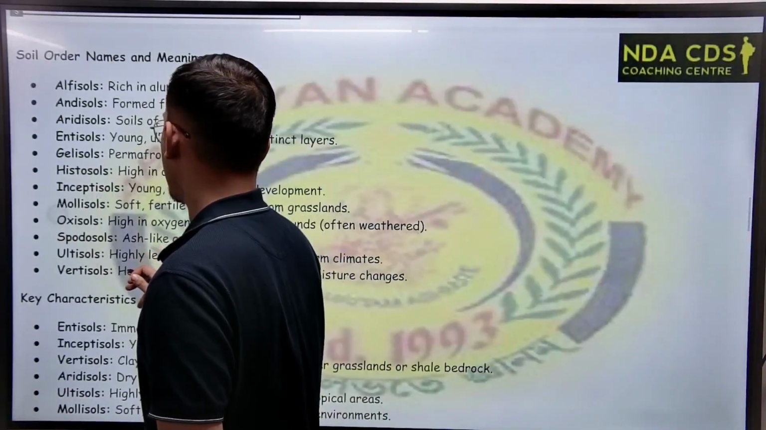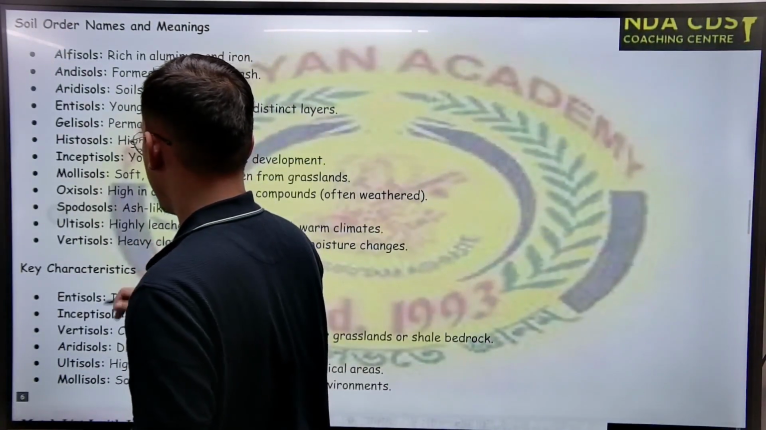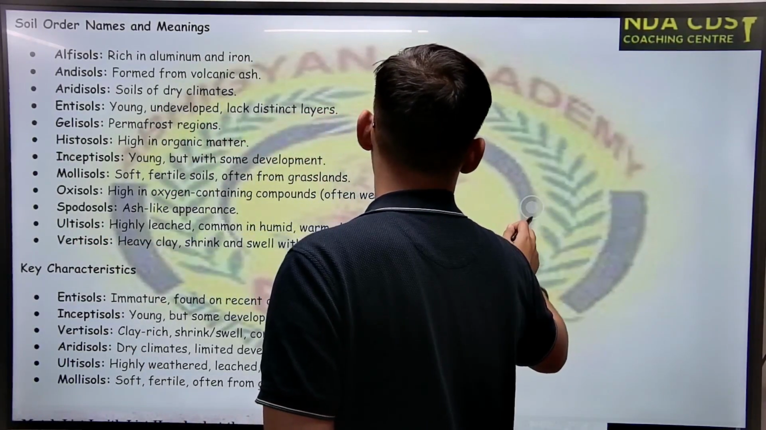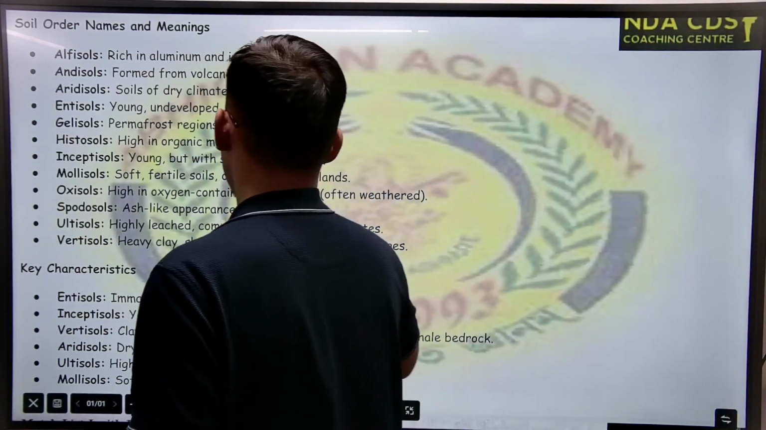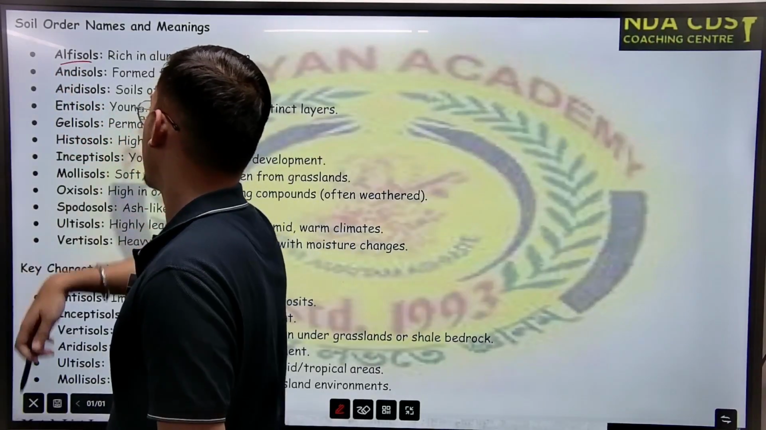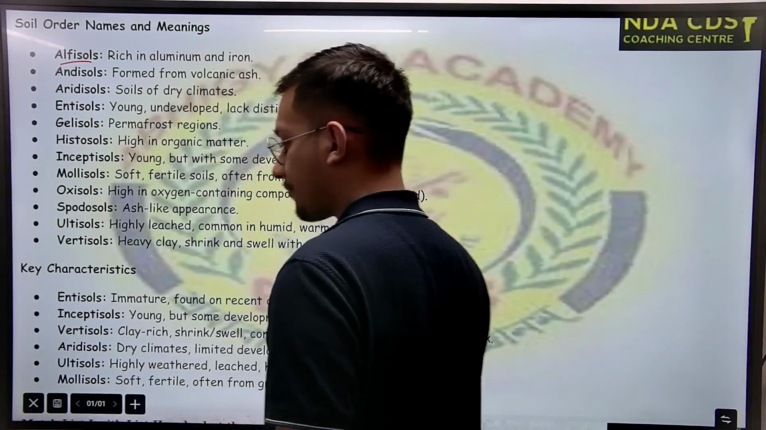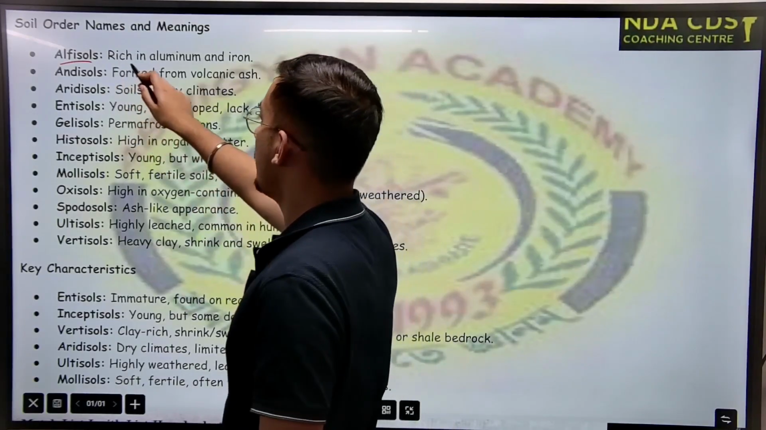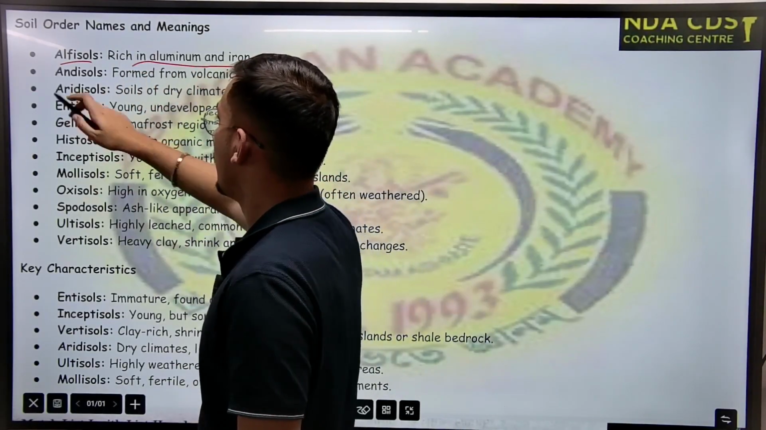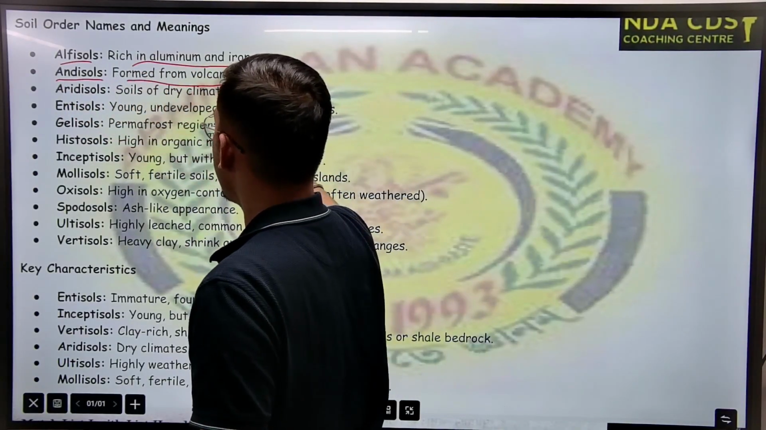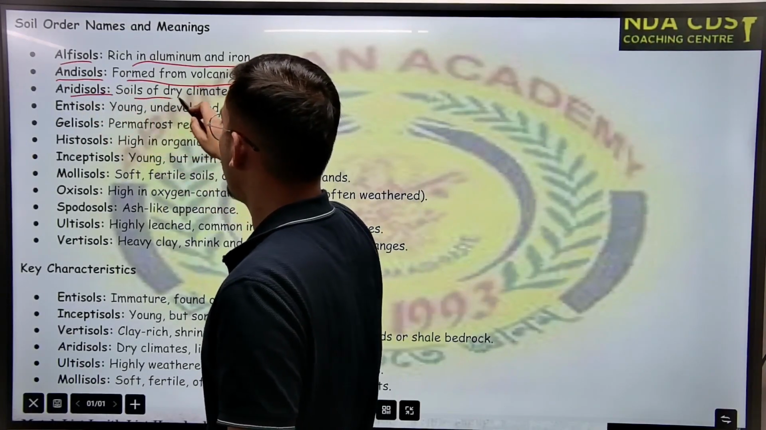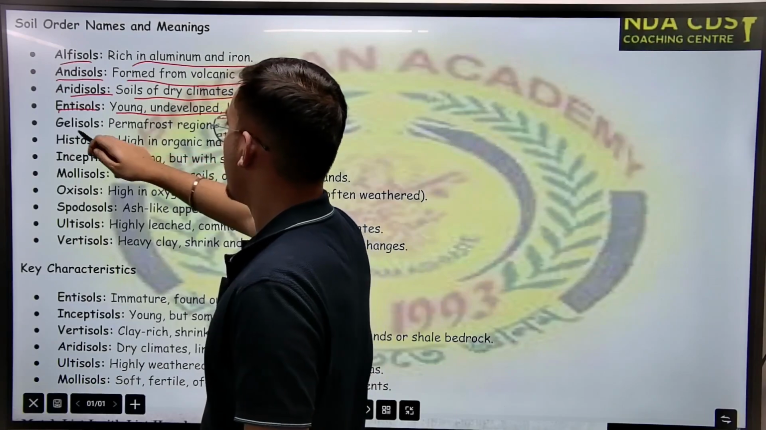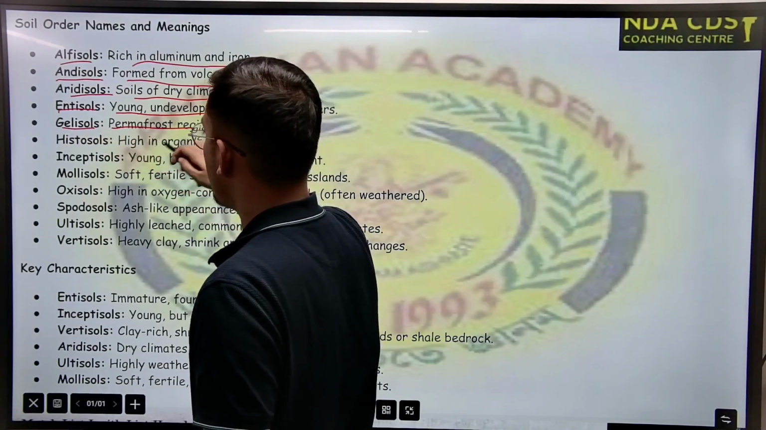Now we come on to soil order names and meanings. This is something very, very important. They will give the names, and you will have to give the meaning. So these are the soil names and meanings. Alfisol, rich in aluminium and iron. Andisol, formed from volcanic ash. Aridisol, soils of dry climate. Entisol, young, undeveloped. Gelisol, permafrost region.